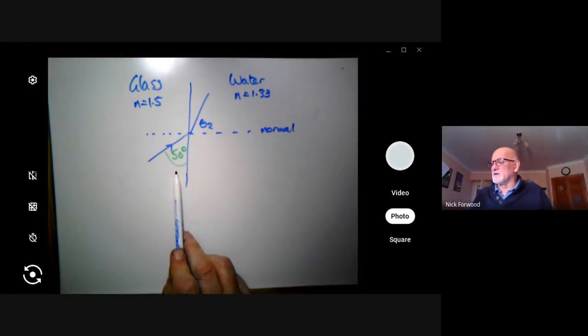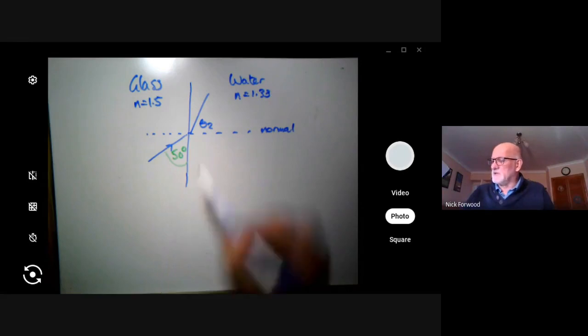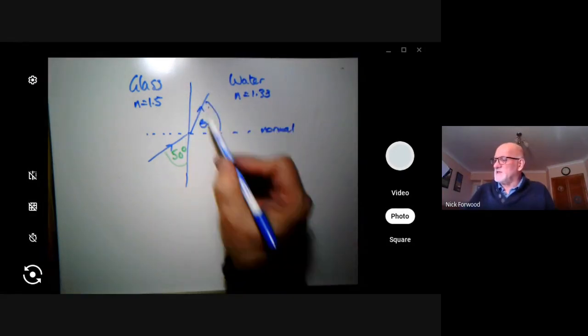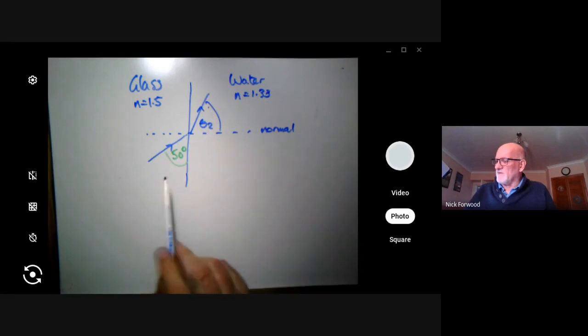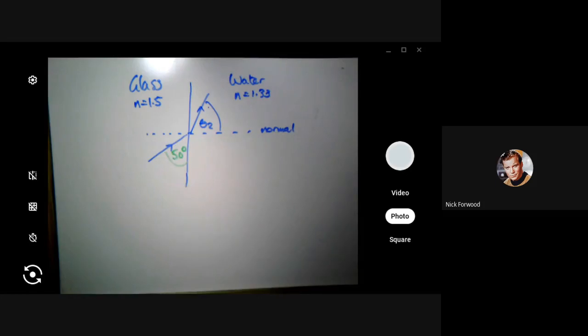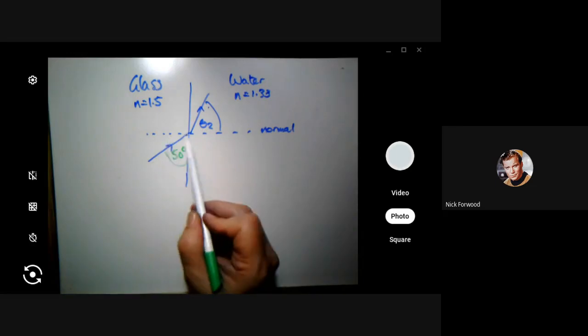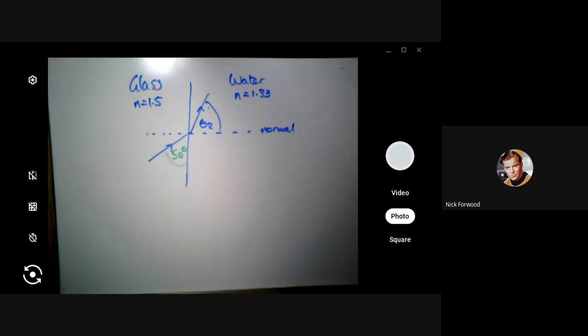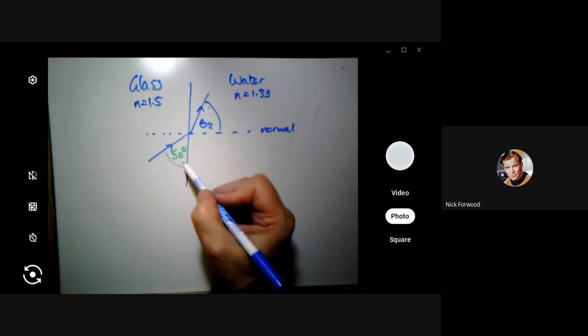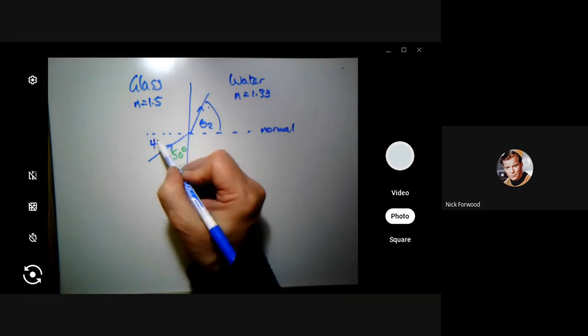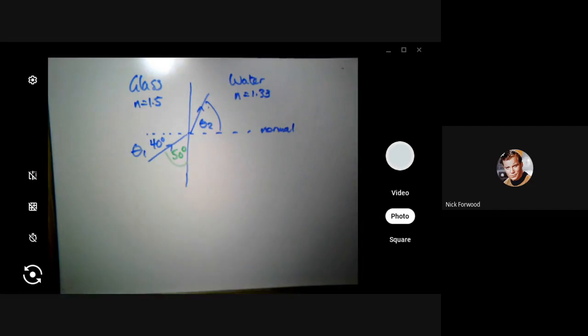These angles are always measured between the ray of light and the normal. Well, that is between the ray of light and the normal, but this is not between the ray of light and the normal. It's between the ray of light and the boundary. So there will be questions where they give you, if you like, the wrong angle, and you've got to work out what the correct angle is. I've mentioned this before, you already know that this is 90 degrees. So 90 degrees take away 50 gives you 40 degrees there, and theta 1 is 40 degrees. Theta 1 is not 50 degrees.